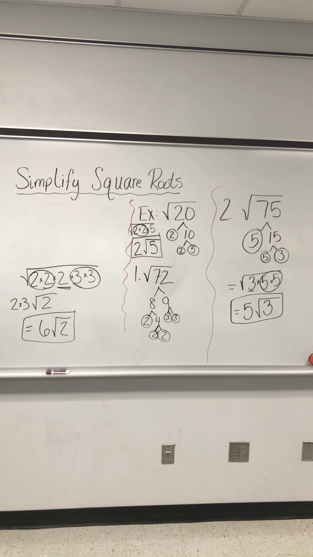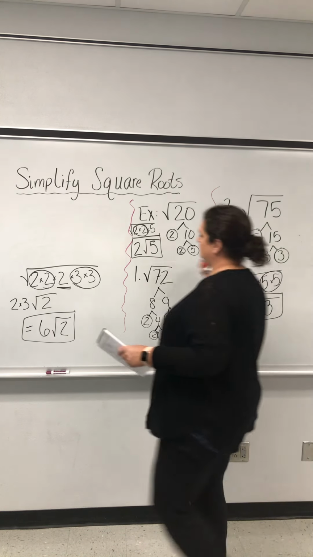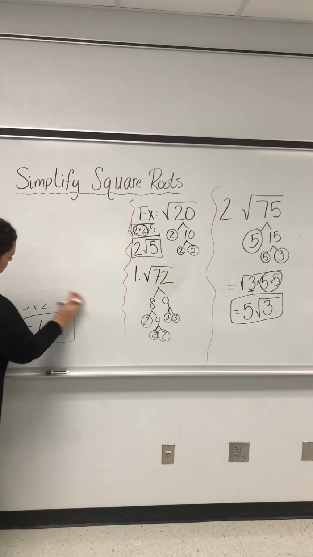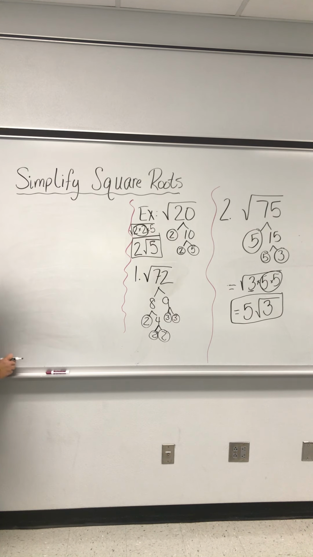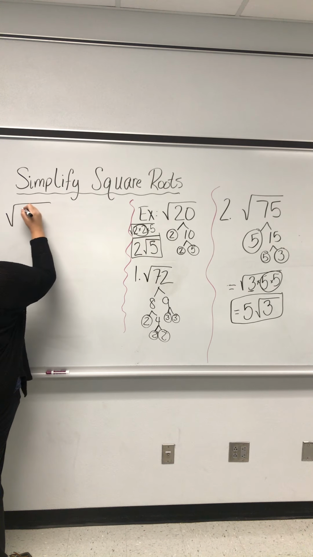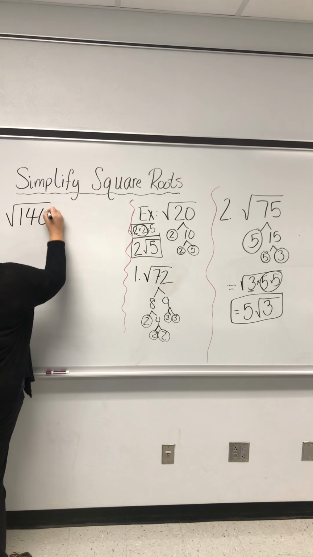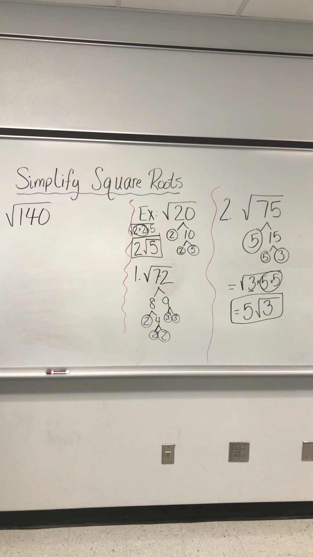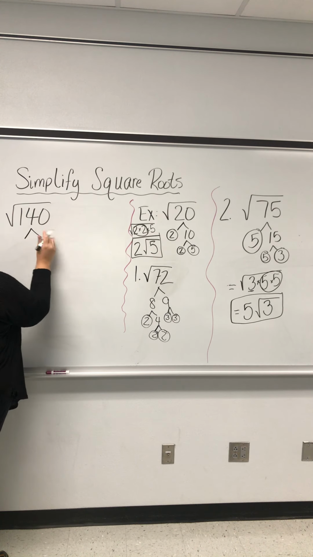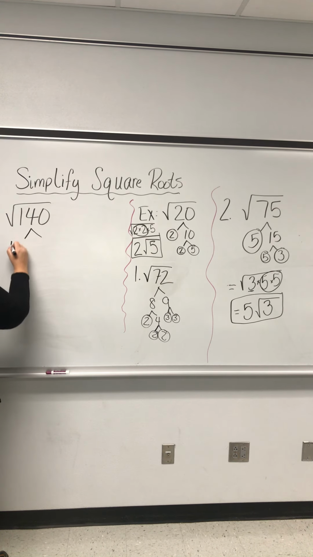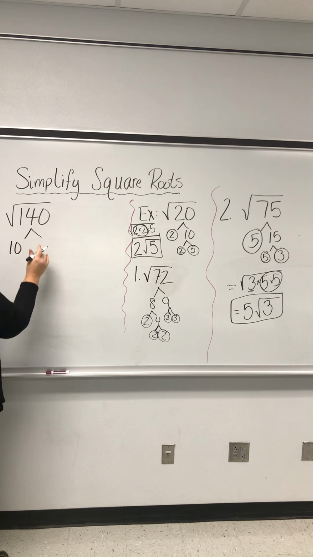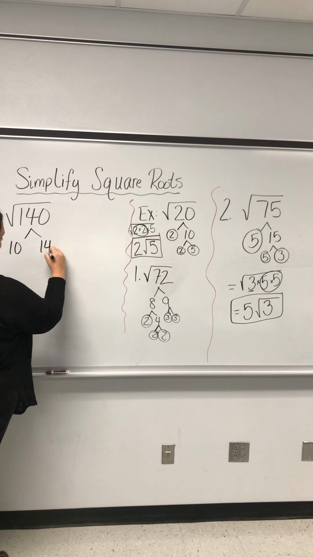Let's do another example, and I'll just erase the ones over there. Let's simplify the square root of 140. Big number for us today. That's okay though. What goes into 140? Well, it ends in a 0, so we know that 10 will go into it. And 10 times 14 will give us 140.